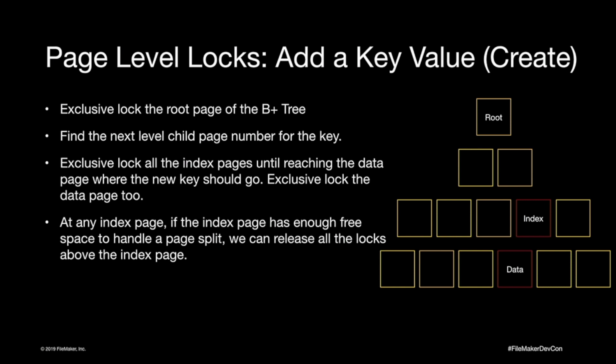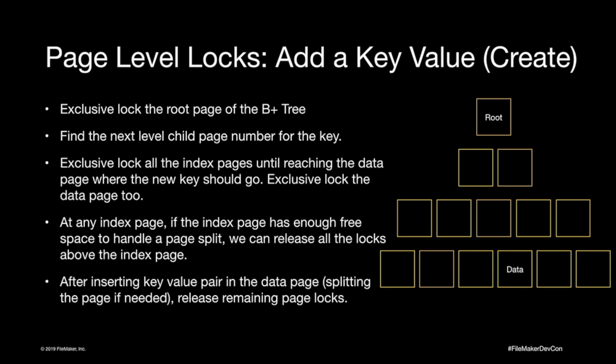If, let's say, at a particular level, for example, the second level from the bottom, we know that the particular index page has enough space to hold a new index page entry, then you don't need to hold locks above that level. That way, we're trying to make it a little more scalable, in the sense that we're not holding the whole B-tree locked. We're only holding locks up to the level that we need. So once you insert the data in the actual data page, you can release all the remaining locks.